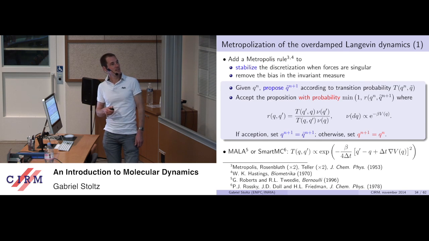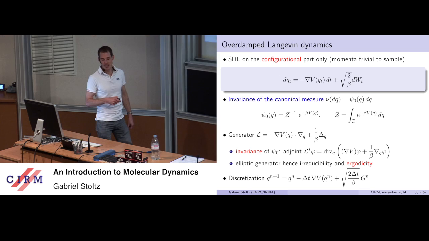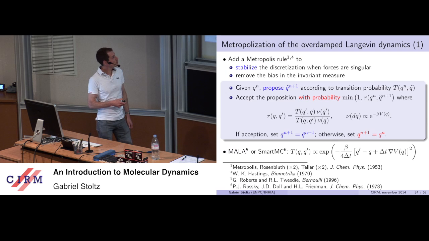Right, maybe I'll skip that. So I mean, this is one way to do. When you do this numerical discretization, you've got an error on the numerically invariant measure, because you've discretized the time. One way to remove the bias and correct for the errors in the invariant measure would be to superimpose a Metropolis rule to this discretization.